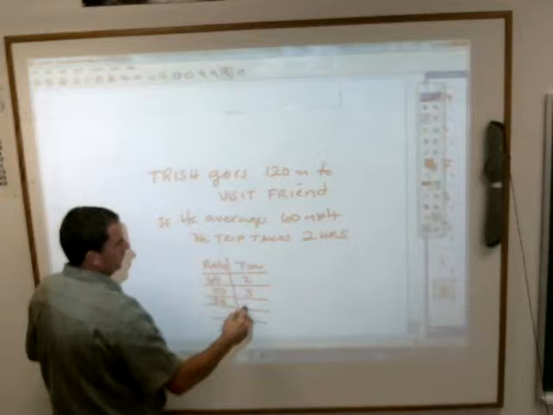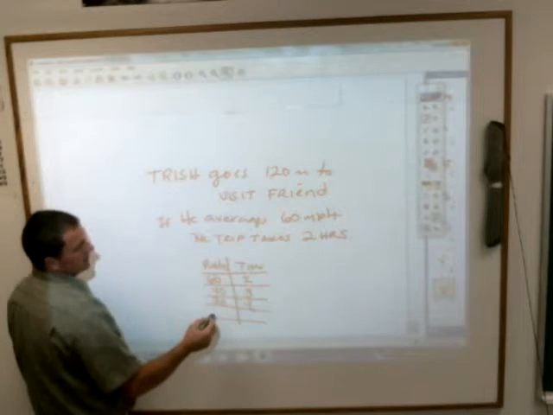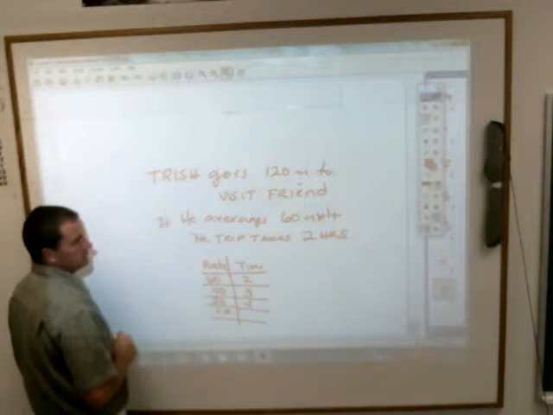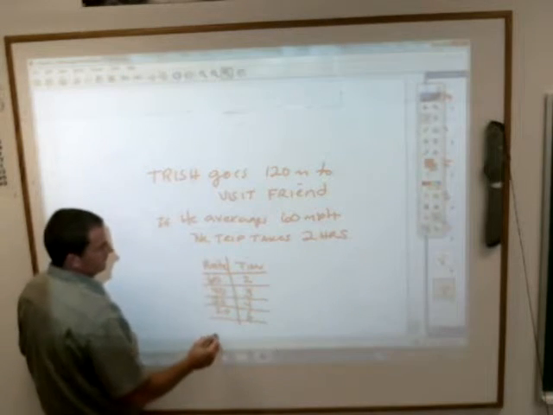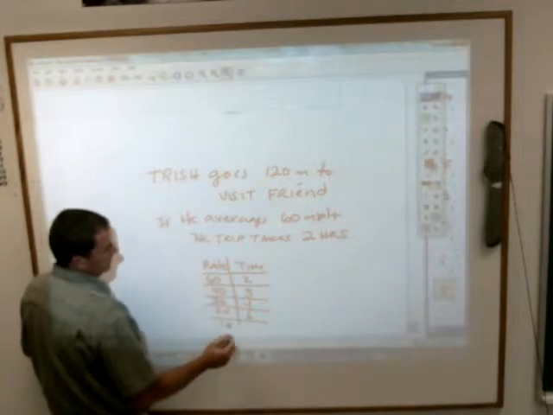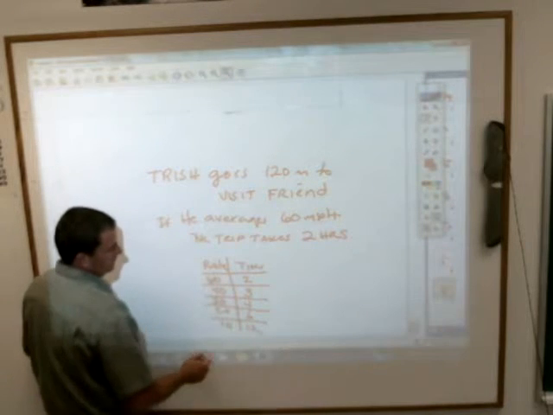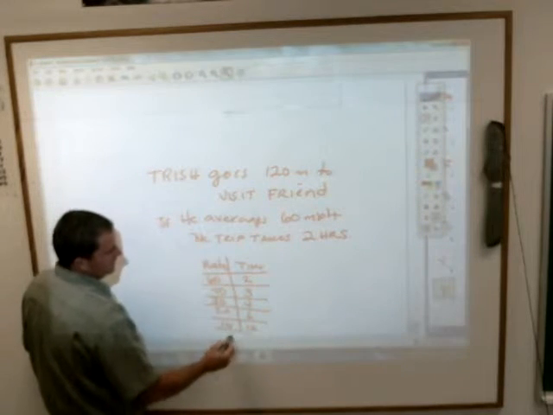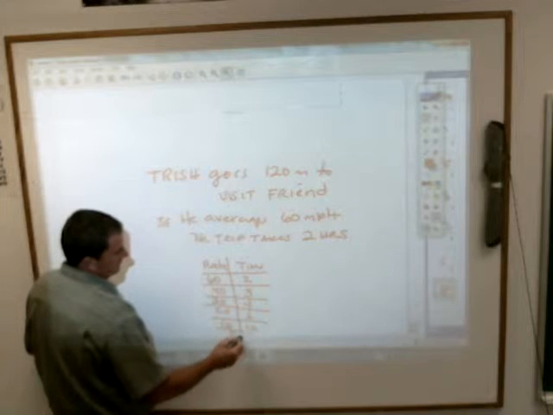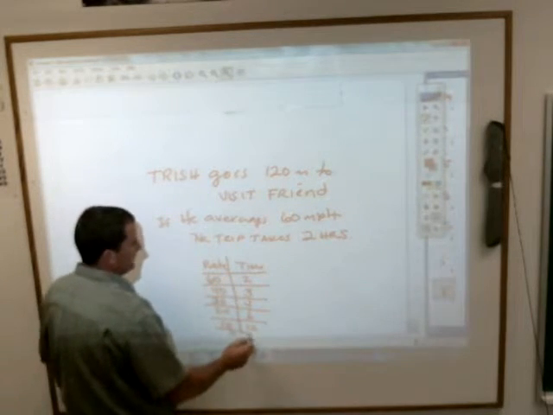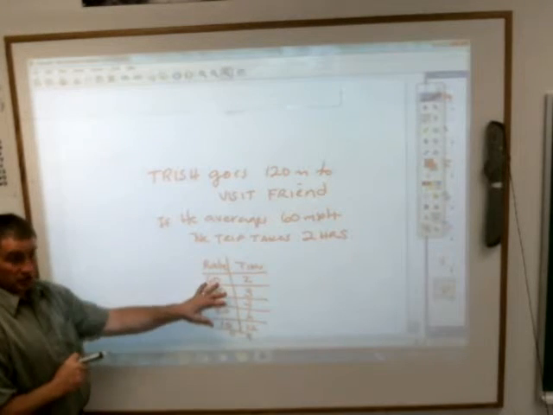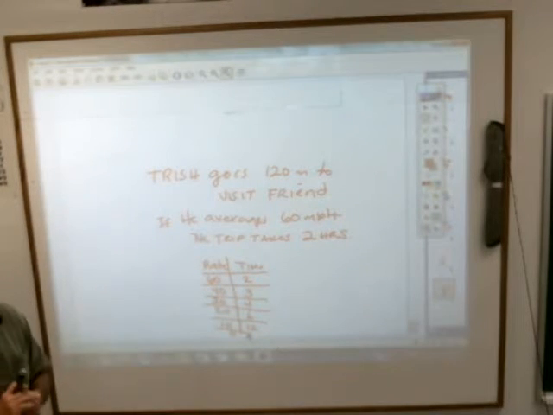What if he was only going 30 miles an hour? It would take 4 hours. What if he was going 20 miles an hour? 6 hours. What if he was going 10 miles an hour? 12. What if he was going no miles an hour? It would take him 0 amount of time? You're right, it would be infinity. Now, let's take a look at the graph of this, children, because here's where you're going to go, wow, that is something.